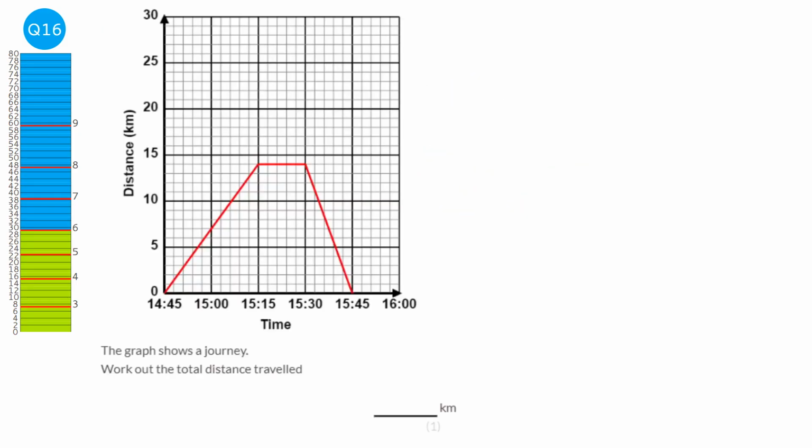So the distance initially travelled is going to be 14 kilometres for this stint here. And then we have a bit of a rest. A horizontal line on a distance-time graph is essentially stopped. But then here we start up again to go home. And so that's another 14 kilometres travelled. So in total, there has been 28 kilometres travelled.